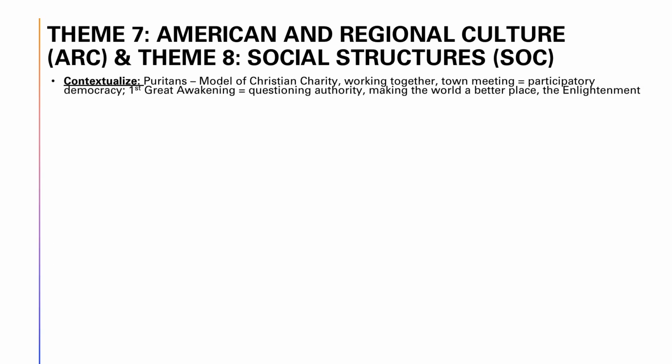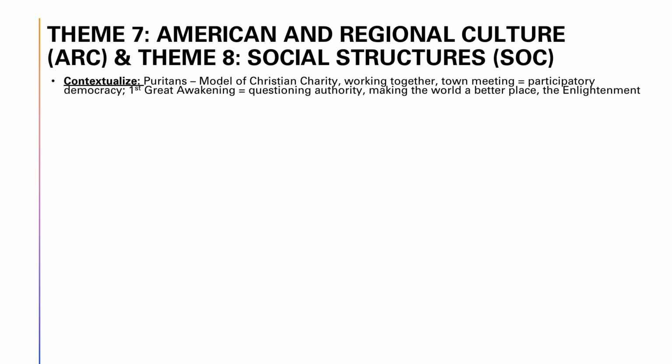Good contextualization for anything about our culture or our social structure, because you can always go 50 to 100 years in the past when it comes to American history. You can look at the Puritans, their model of Christian charity, the desire to, we should all work together, toil together, suffer together, right? That was their model of Christian charity, which led to this idea of, people should help people. They also created town meetings, which led to participatory democracy.